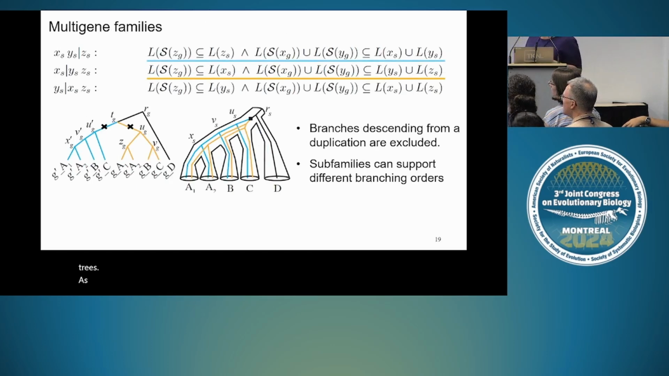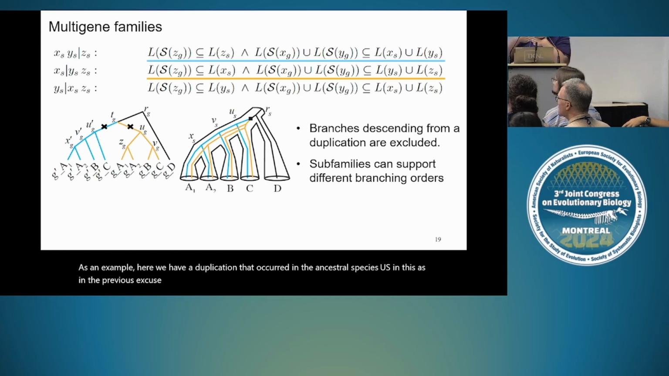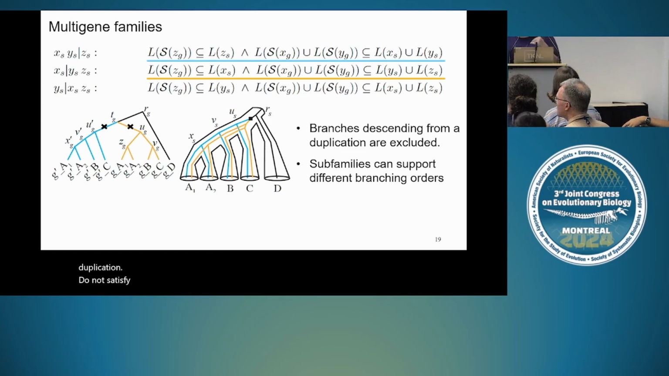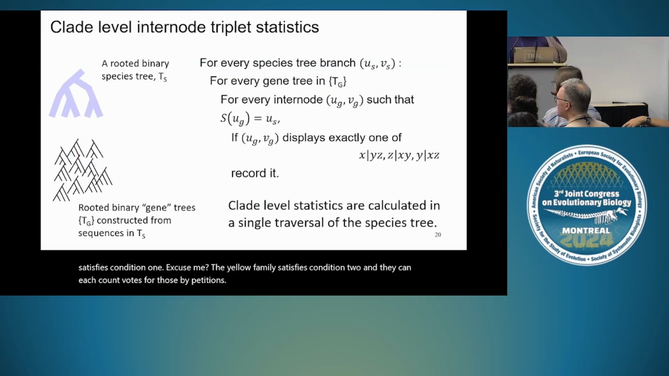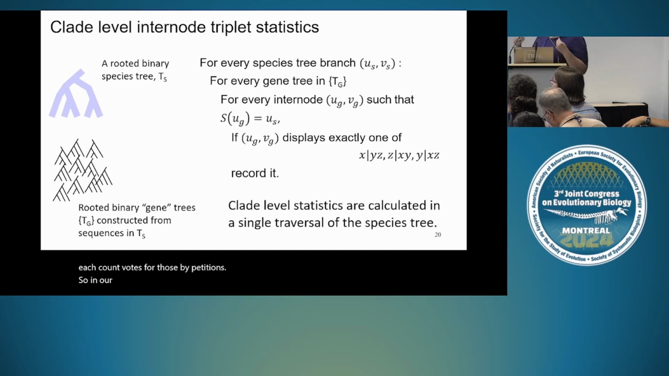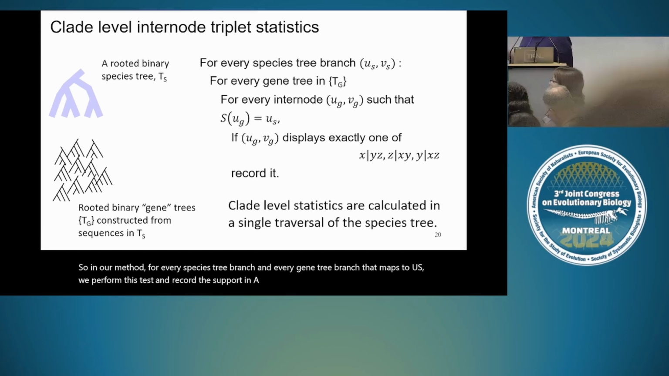As an example, here we have a duplication that occurred in the ancestral species US. As in the previous example, the edges descending from that duplication do not satisfy any of the bipartitions, but both of the subfamilies do. The blue family satisfies condition 1, the yellow family satisfies condition 2, and they can each count votes for those bipartitions. So in our method, for every species tree branch and every gene tree branch that maps to US, we perform this test and record the support in a single traversal of the species tree.